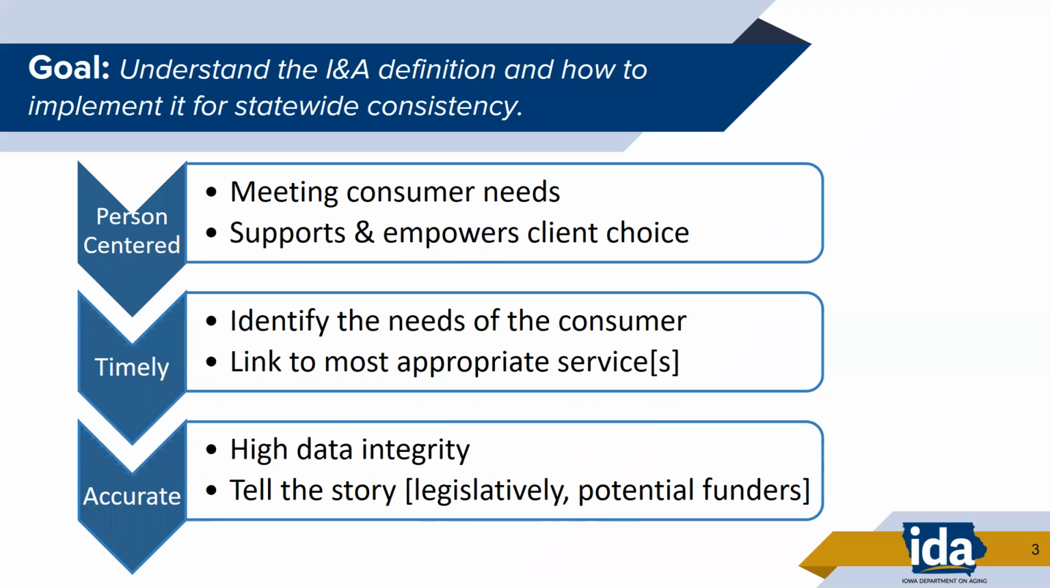The goal of I&A is accuracy. We need accurate information to tell the story of our consumers, both legislatively and to any future potential funding sources. And so we strive for the highest data integrity to help tell that story.